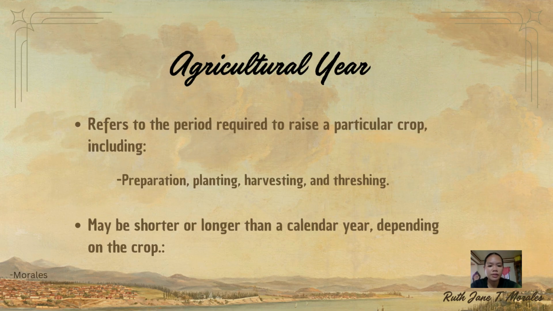So, agricultural year. The agricultural year is the period needed to grow and harvest a specific crop. It starts from the preparation of the land to planting, harvesting, and even threshing. For crops that have multiple harvests, the agricultural year is counted from one harvest to the next. This period can be shorter or longer than a regular year depending on the crop being grown.